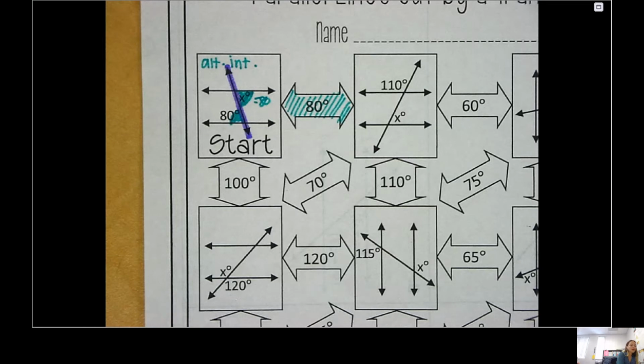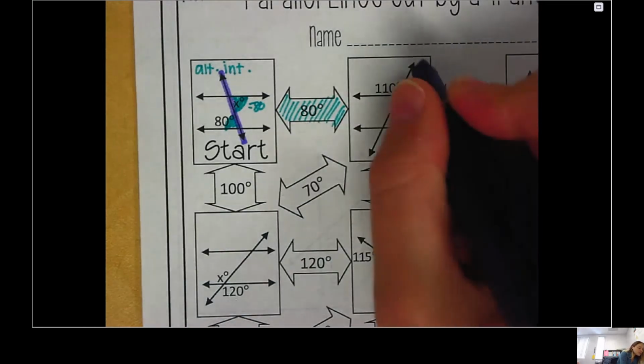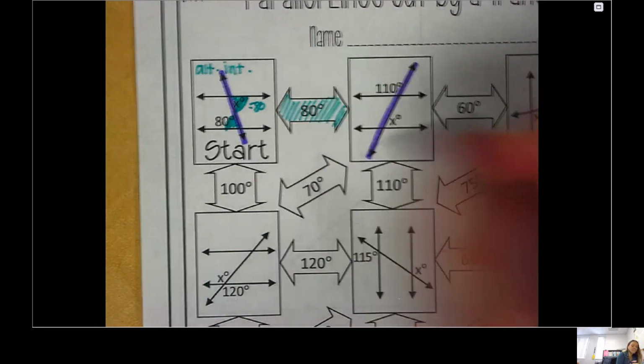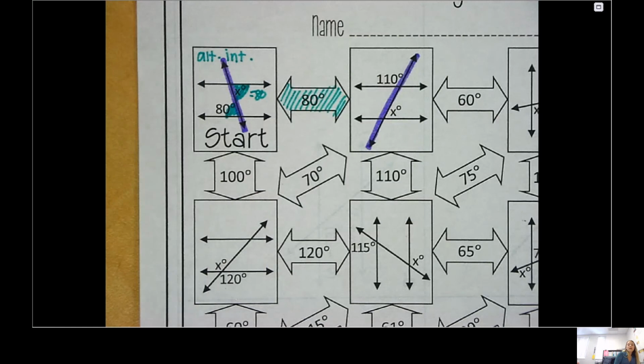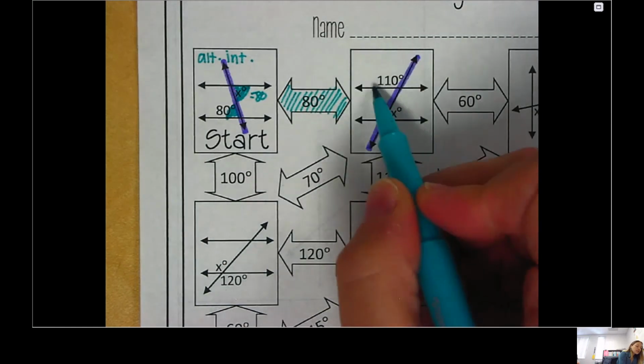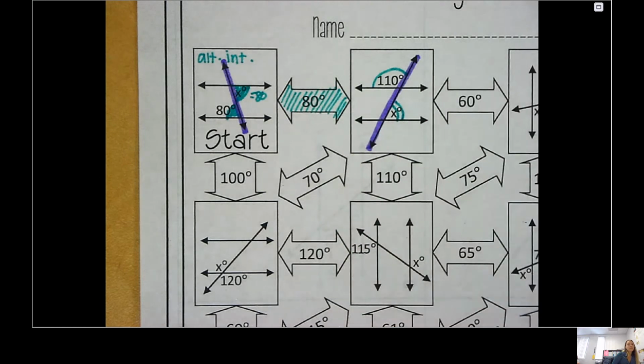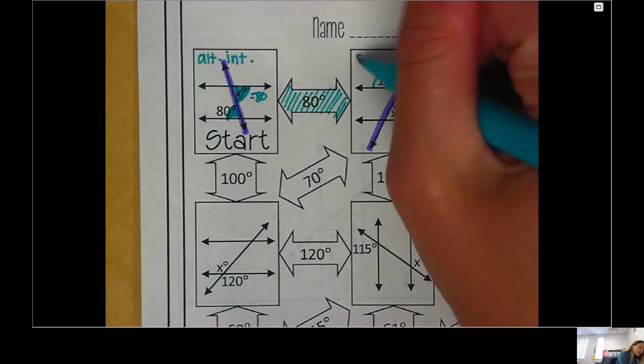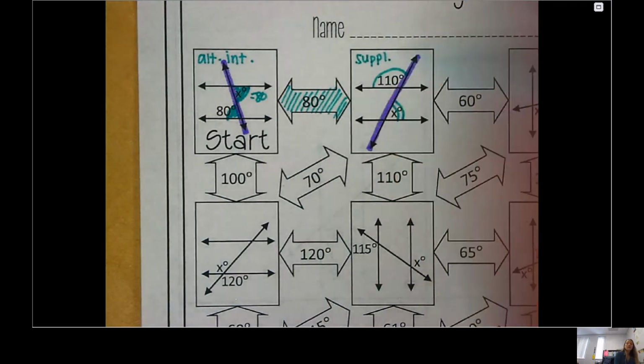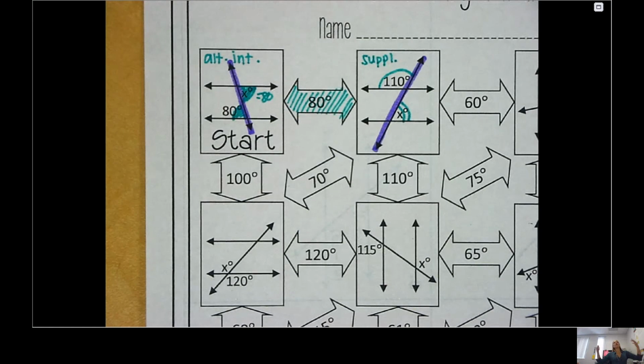Now we do the same thing. I'm going to highlight my transversal. Okay, I give you 110 over here, and then I give you X over here. Are those the same? Heck no. If they're not the same, what does that mean? They have to be supplementary. Good. Okay, so that means they add up to 180.